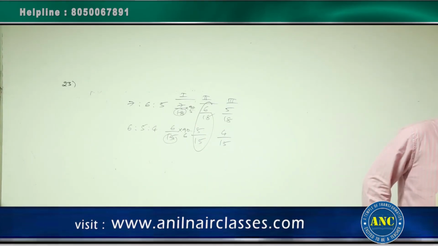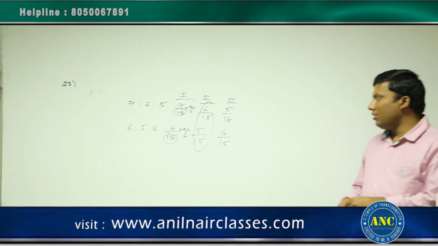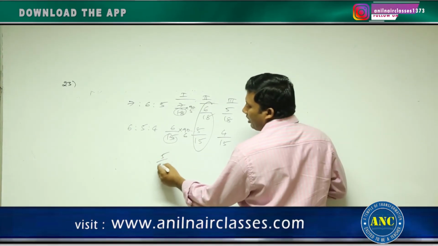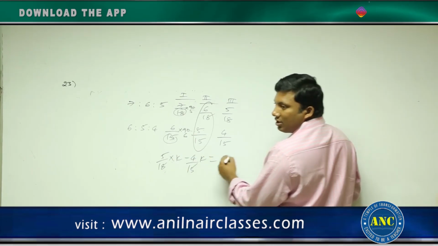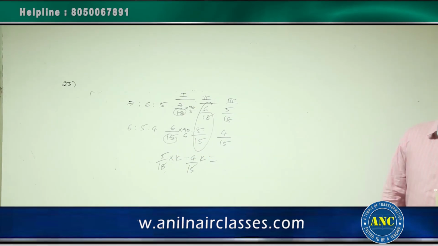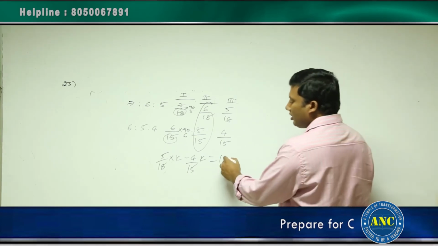So third one, what is the difference? Third one difference is 5/18 of k. We don't know the k value. 4/15 of k. What is the difference? How much is it given? 12. From here you will get the answer. Easy.